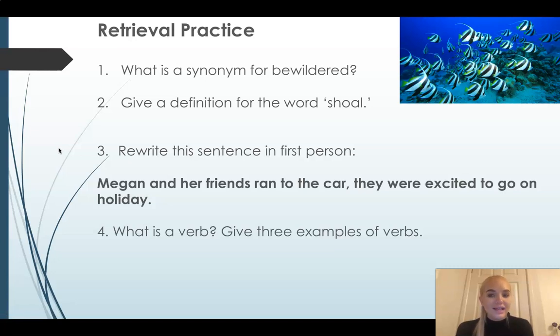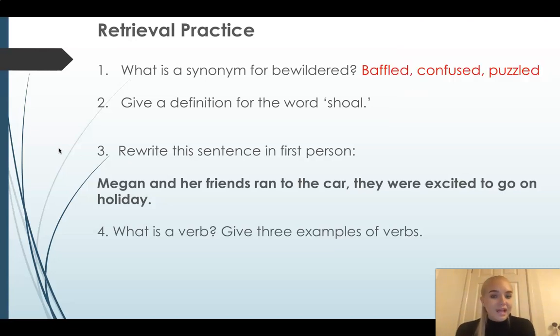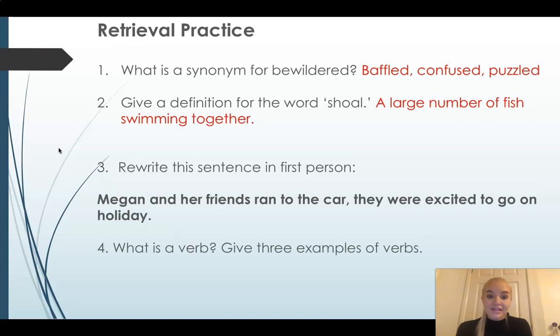Okay, what is a synonym for the word bewildered? Well, we know that a synonym is a word that means the same as that word. Words that mean the same as bewildered are words such as baffled, confused, and puzzled. Number 2, give a definition for the word shoal. Well, if you use that image to help you, you will see that in the image it was a group of fish that were swimming together. And that is exactly what the word shoal means.